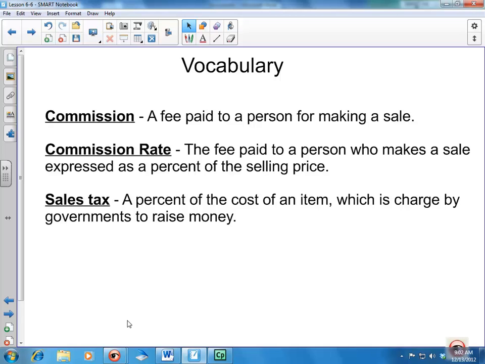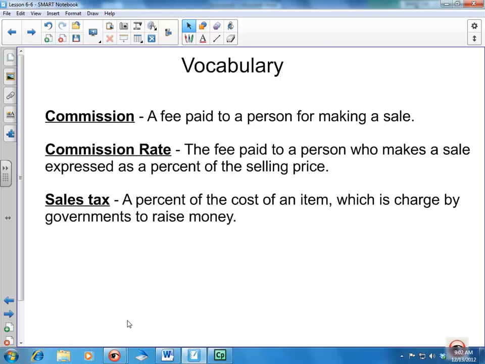Commission rate is a fee paid to a person who makes a sale expressed as a percent of the selling price. Like I said, that's just like that person who sold a car for $30,000 and they get 3% of that. Well, 3% is that commission rate.